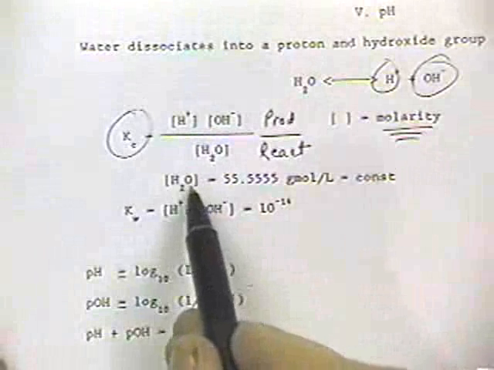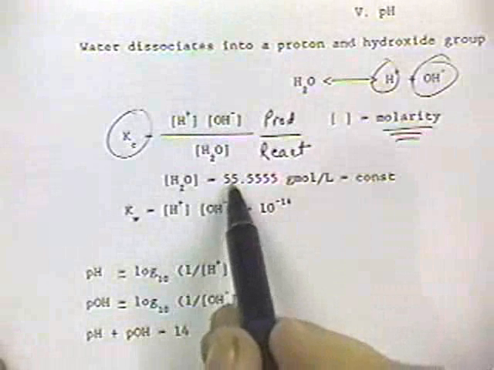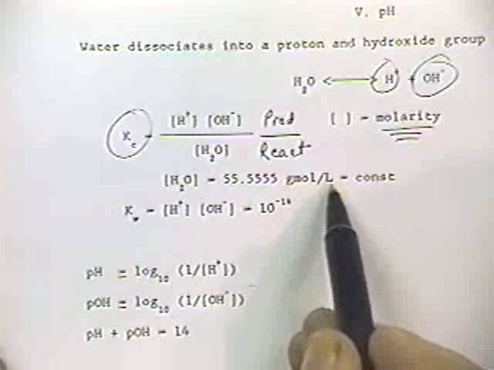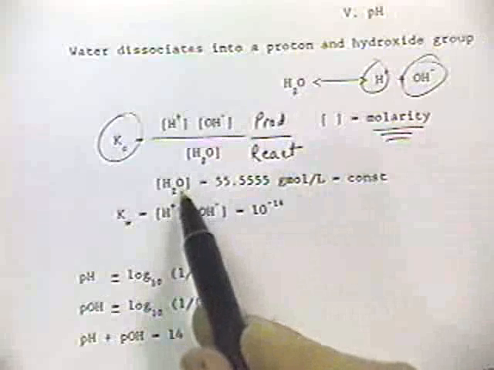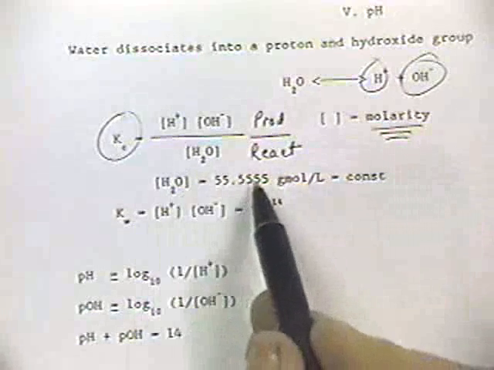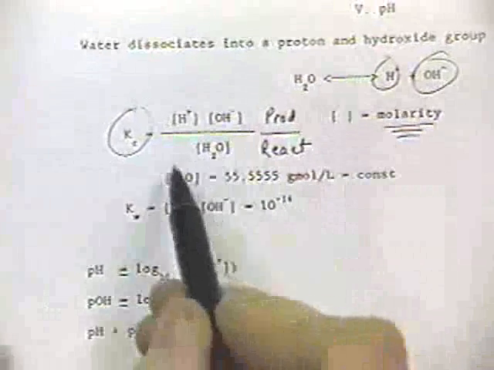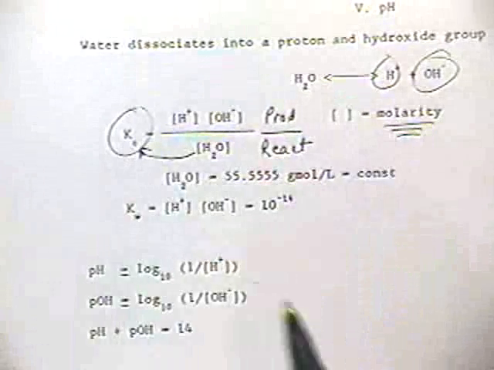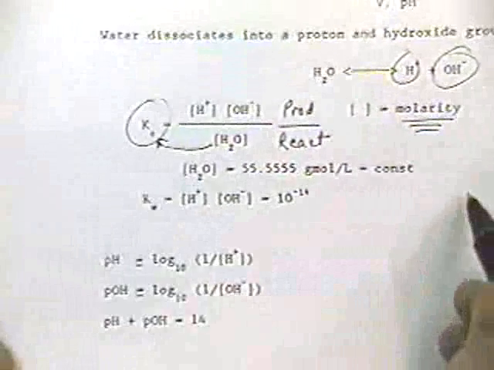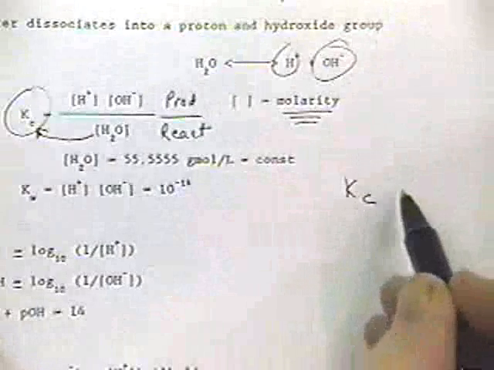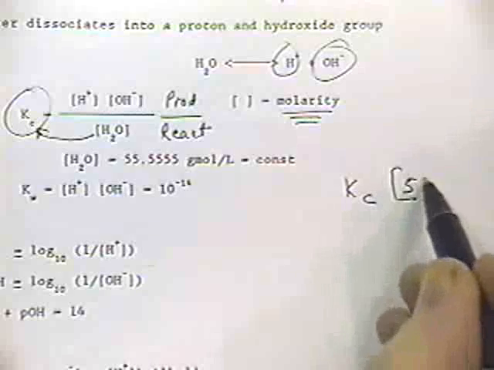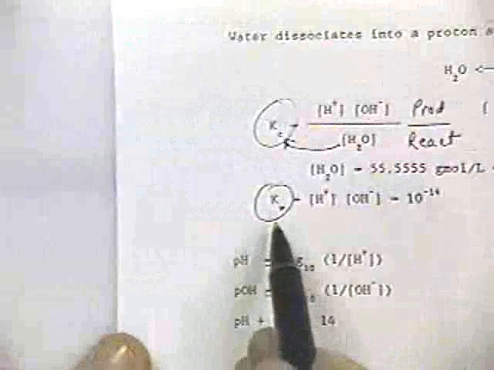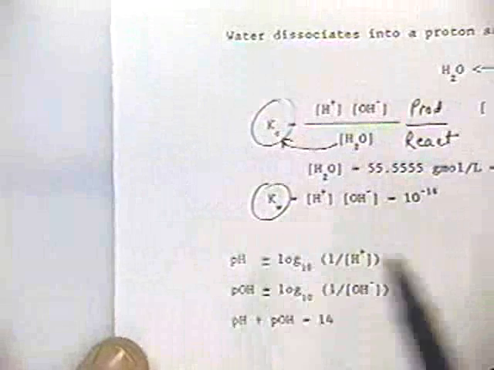Now, distilled water has a concentration of 55.55555 gram moles per liter, and so the concentration of water in a beaker of water is constant. So we can bring that constant water concentration over to the other side, and that product of Kc times 55.5555 is K sub W, W standing for water.